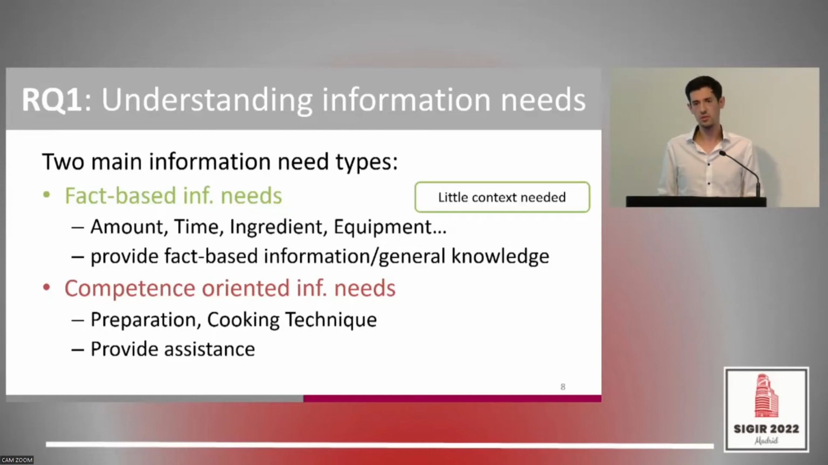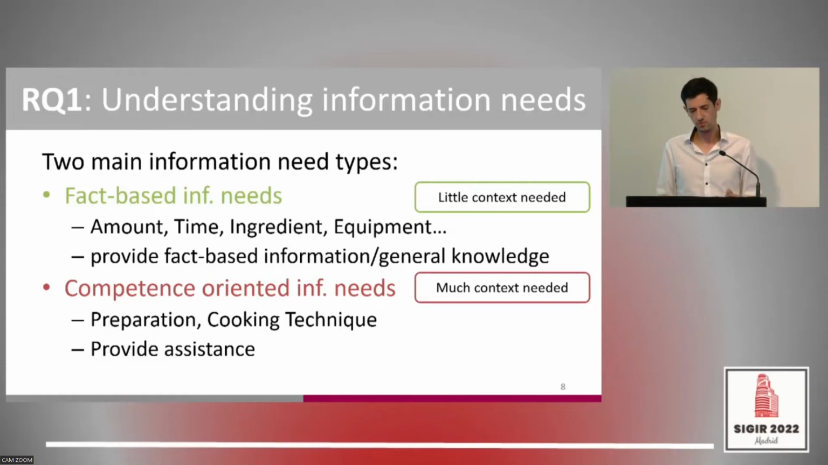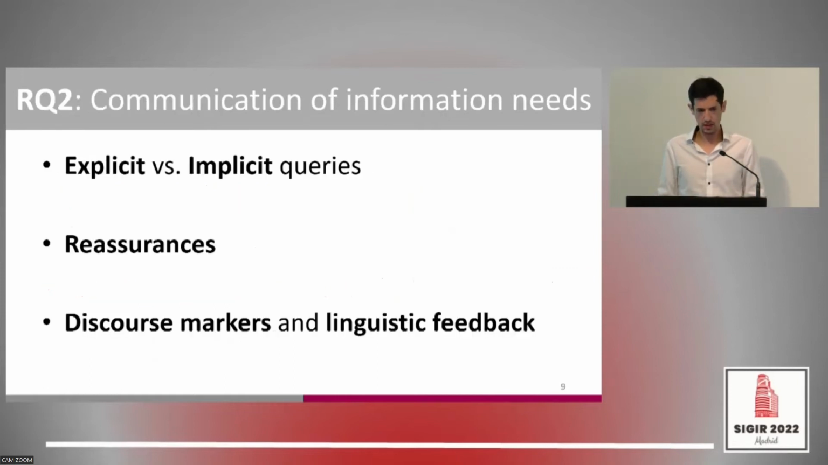Also, in terms of annotation, it was much easier to assign labels to fact-based needs, since there were discriminative words used mainly. Amount-related questions always have that: how much blah, blah, blah do I need? However, for the competence-oriented needs, I had to understand the conversational context even more. Now, having this huge taxonomy, I was interested in how information needs were actually communicated.